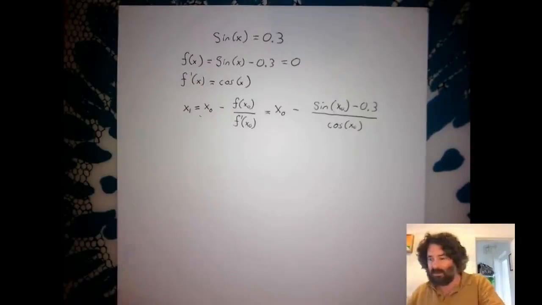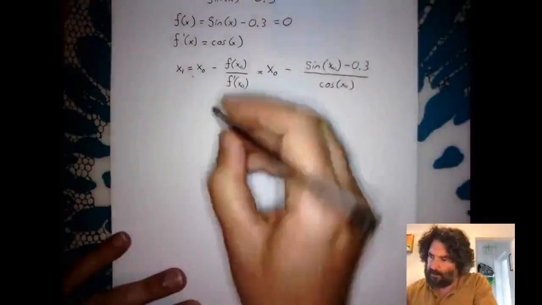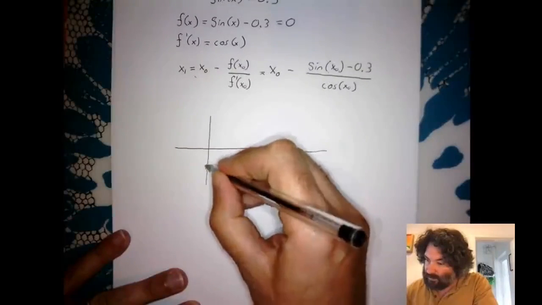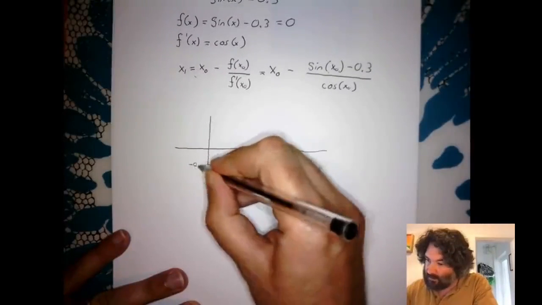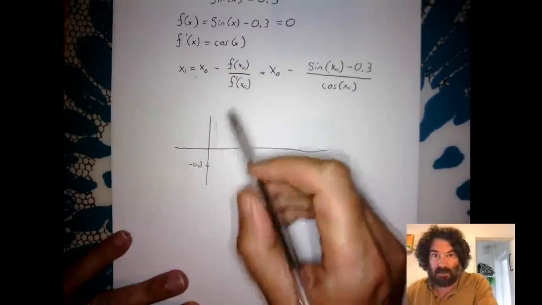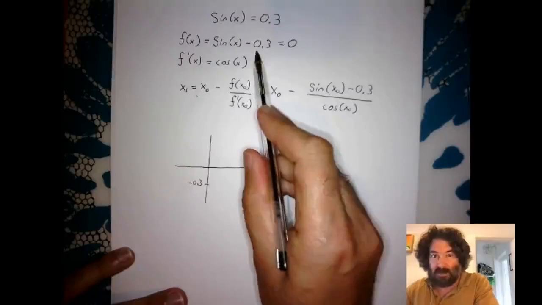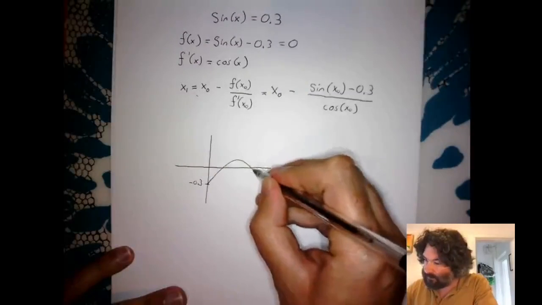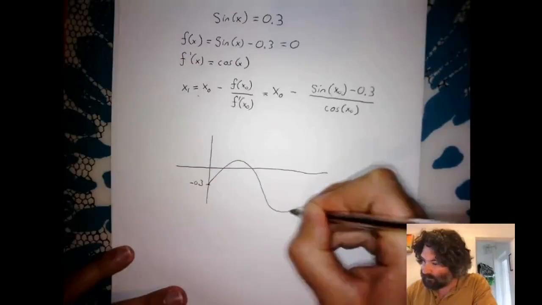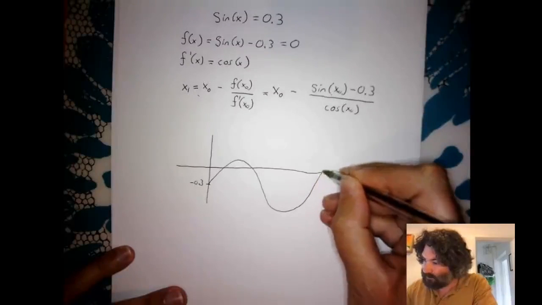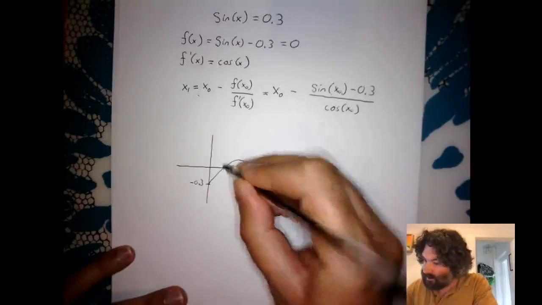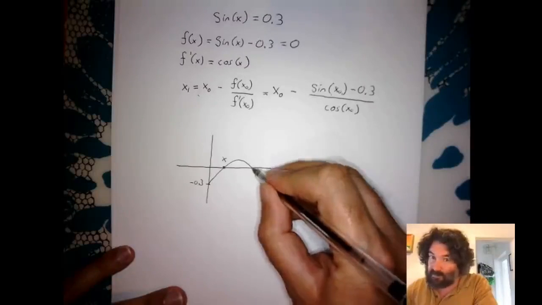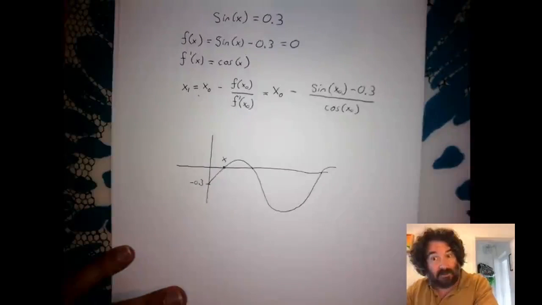Drawing it. All right, so here we have some axes. Let's say this is negative 0.3, and so the function sine of x minus 0.3 looks something like this. And actually, this is the point that we're trying to find, but there are other solutions of the equation, for example here, and actually infinitely many of them.